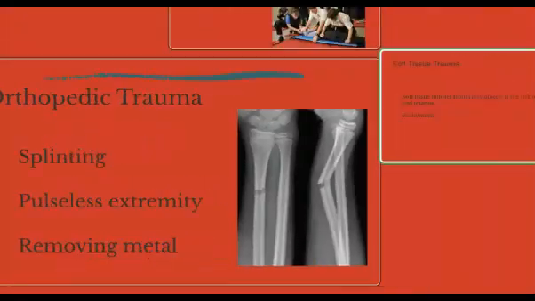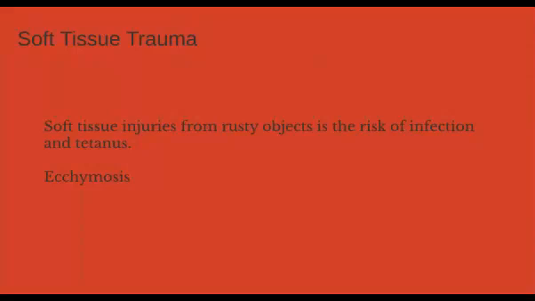Okay, so now we're going to go to some soft tissue discussion. Now, basically, when you talk about soft tissue and you talk about any laceration from rust or a rusted chain link fence, just make sure that your concern with this would be an infection and, of course, tetanus. So make sure that they are up to date on their tetanus shots.